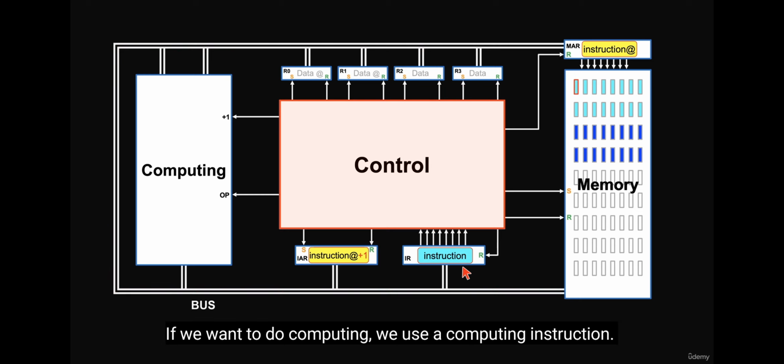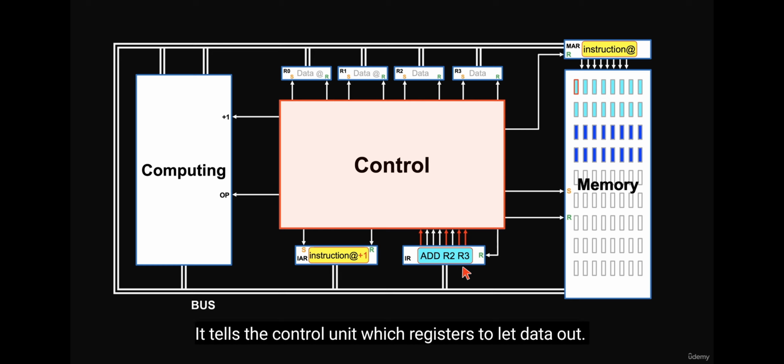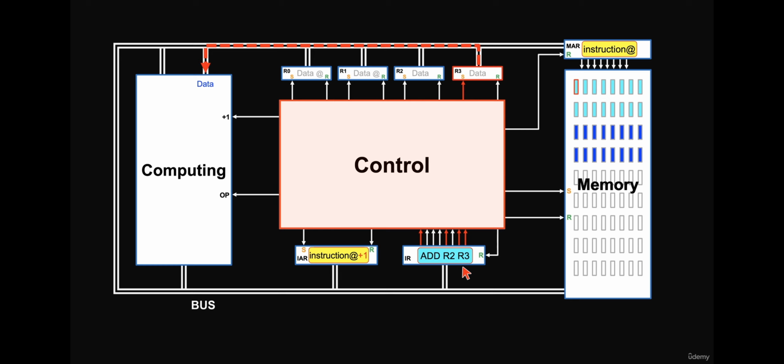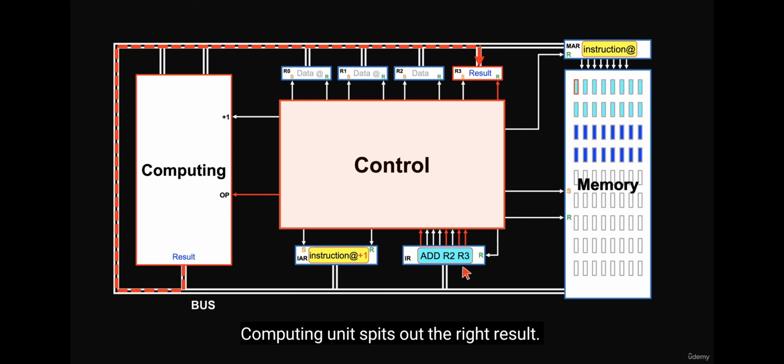If we want to do computing, we use a computing instruction. It tells the control unit which registers to let data out. Once the numbers get here, the control unit picks the right operation. The computing unit spits out the right result.